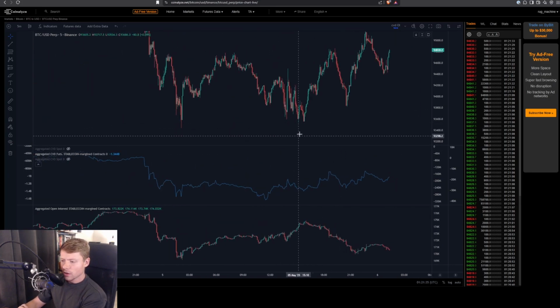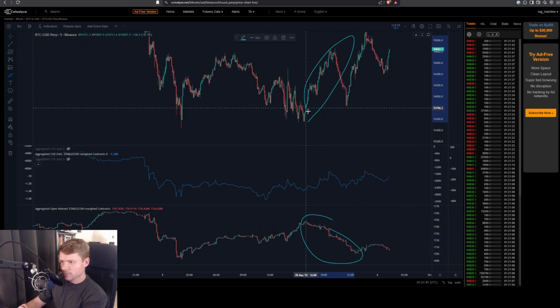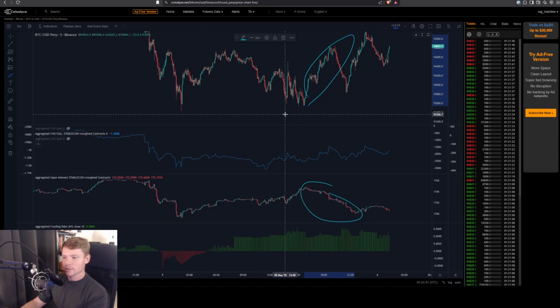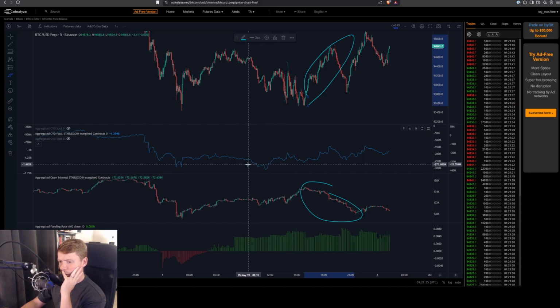So if we look at the open interest, it kind of looks like we had people pile into shorts and then they kind of got taken out on this move. So not really. If you pull up the funding, it did flip positive, right? So people were longing, which we can see in the CVD.